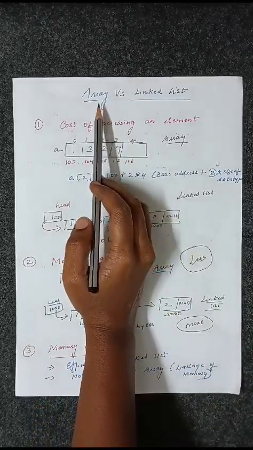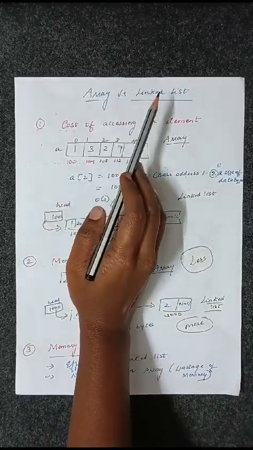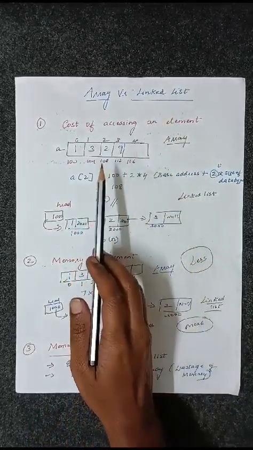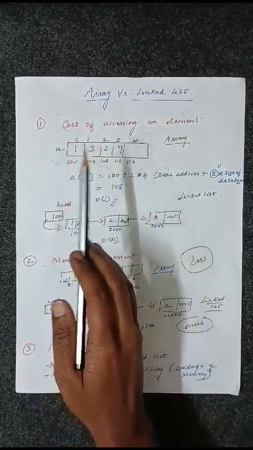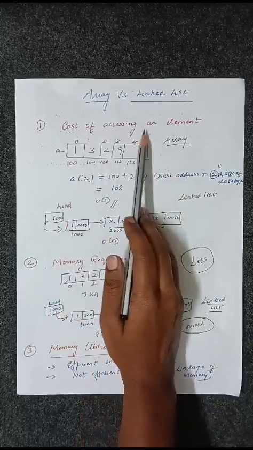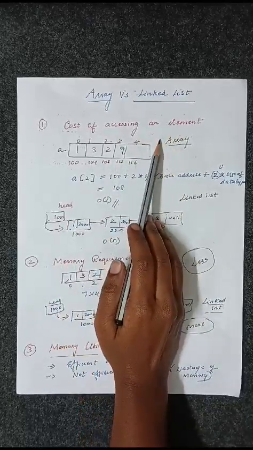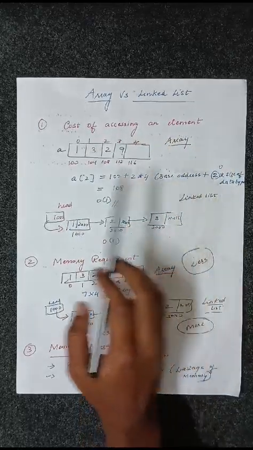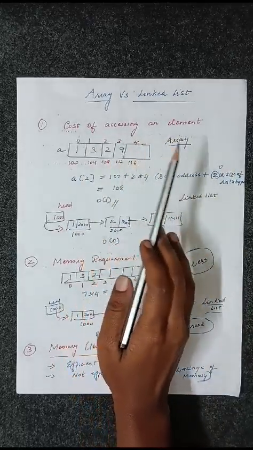In this video, we are going to learn about array versus linked list. There are many factors in array as well as linked list. The first factor is the cost of accessing an element in an array as well as a linked list. So we'll see what is the cost of accessing an element in an array.